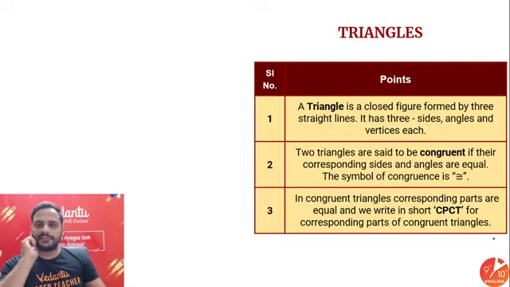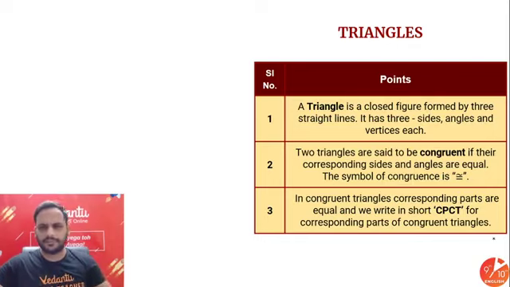ठीक है बेटा. Now let us start with the topic triangles. अब triangles में क्या है देखो. What triangle is telling you? A triangle is a closed figure formed by 3 straight lines. So triangle is a polygon of 3 sides.